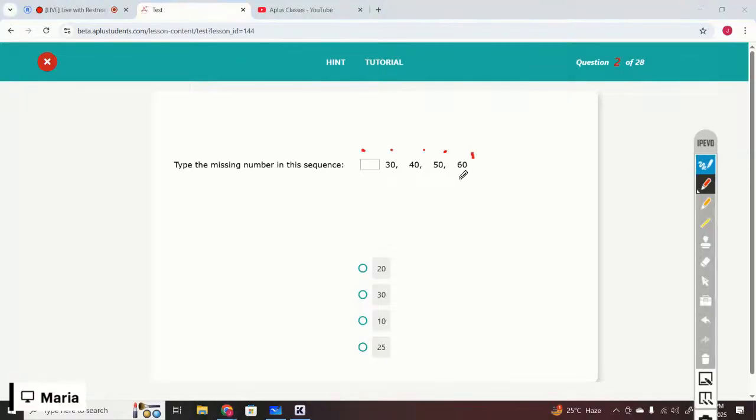Okay, so we need to find the first number. 30, 40, 50, 60. So 30 plus 10 is 40. 40 plus 10 is 50 and 50 plus 10 is 60. But we need to find the number that is before 30. So you need to subtract 10. So 30 minus 10 is 20. Option number 1 is the correct option.